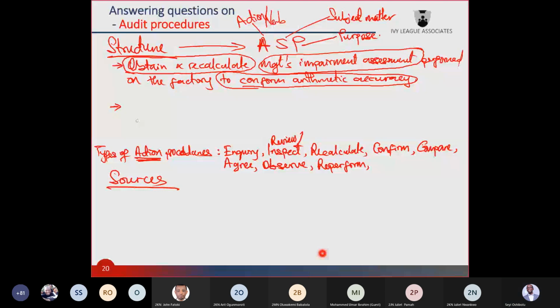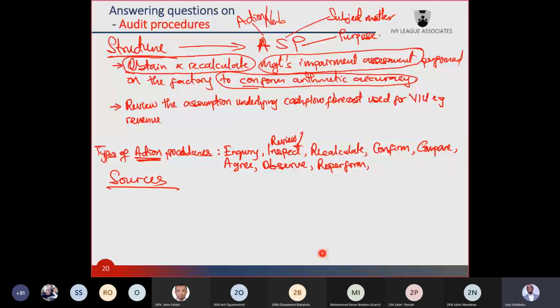Review the assumptions underlying cash flow forecasts used for value in use, e.g., revenue growth rates, vis-a-vis your knowledge of the business or industry to assess the reasonableness of such assumptions.